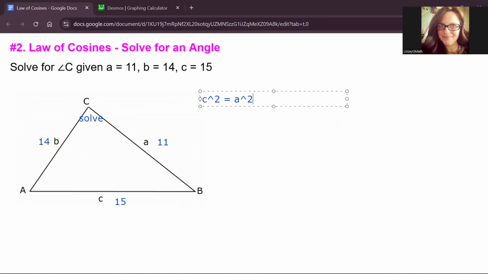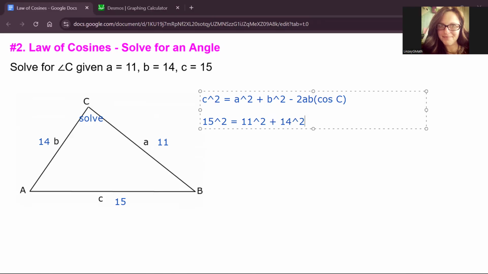C squared is equal to A squared plus B squared minus 2 times A times B times cosine of angle C. And we'll fill in our formula. C is 15. We get 15 squared is equal to 11 squared plus 14 squared minus 2 times 11 times 14 times cosine of angle C. And then we'll simplify using our order of operations.